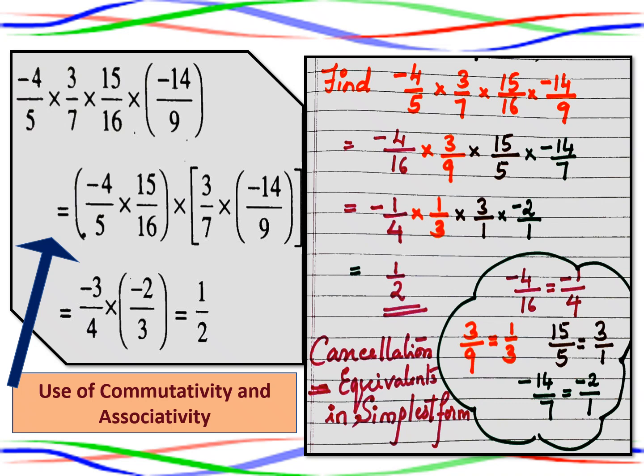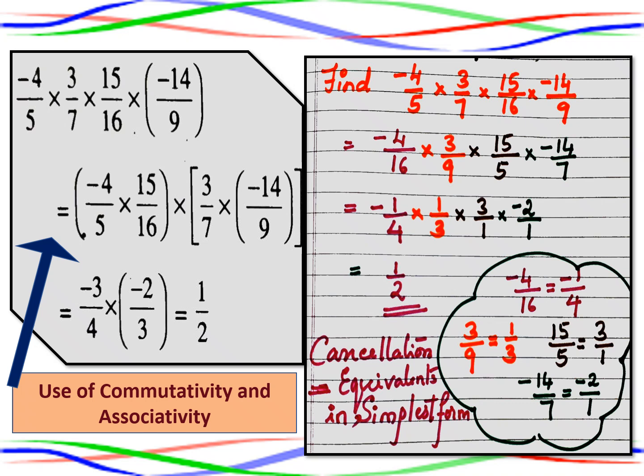See this example, the example which I showed in the beginning for simplest forms. If intentionally I have to show where the property is used, it is like how it is shown here, use of commutativity and associativity. The printed form is minus 4 by 5 combined with 15 by 16. The reason is 5 and 15 can be cancelled and minus 4 gets cancelled with 16. So with this reason the two rational numbers are combined. So, an absolute example of associative property of multiplication.